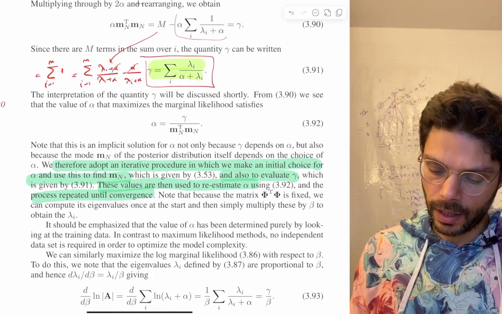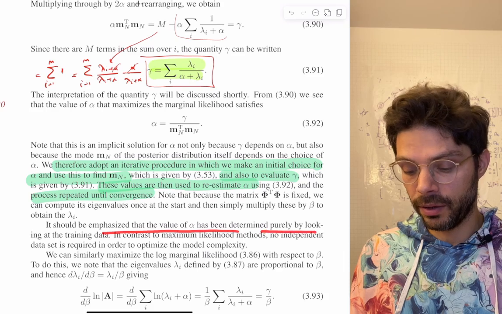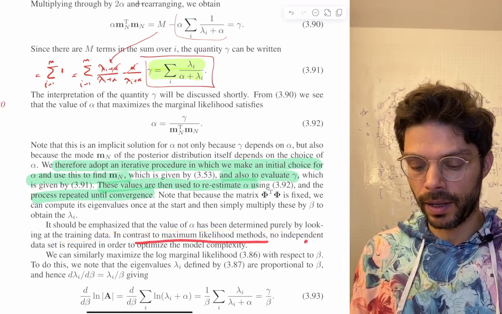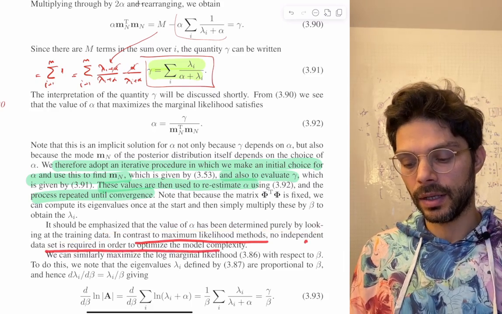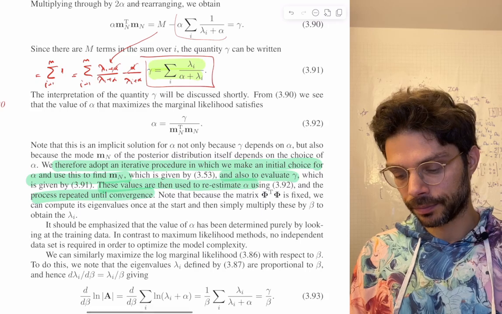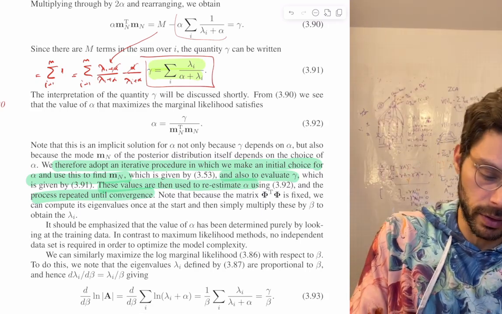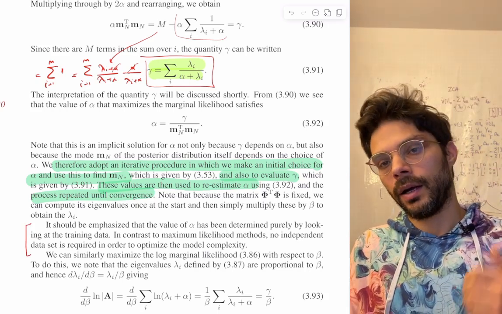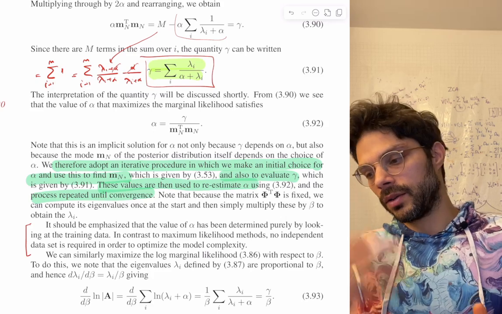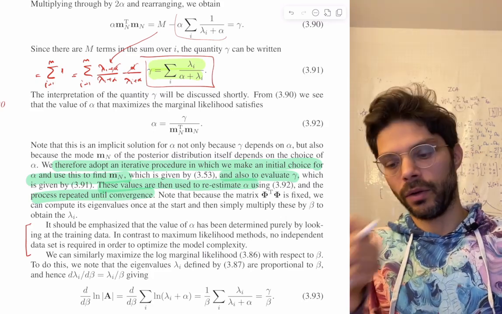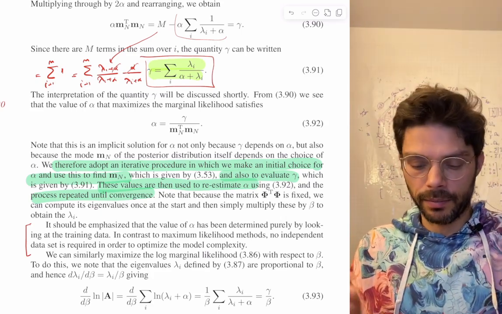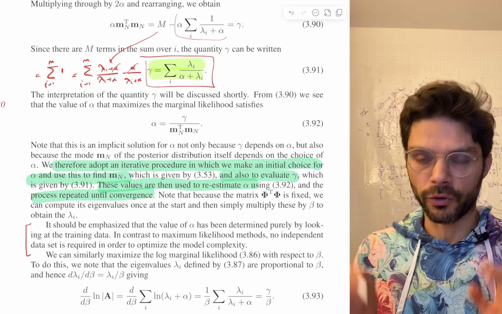Okay, it should be emphasized that the value of alpha has been determined purely by looking at the training data. In contrast to maximum likelihood methods, no independent data set is required in order to optimize the model complexity. Again, this is an important point. We don't have to learn the w and then use it on some left-out data to find its performance for different values of alpha and then optimize that. We can just do it directly on the training data.